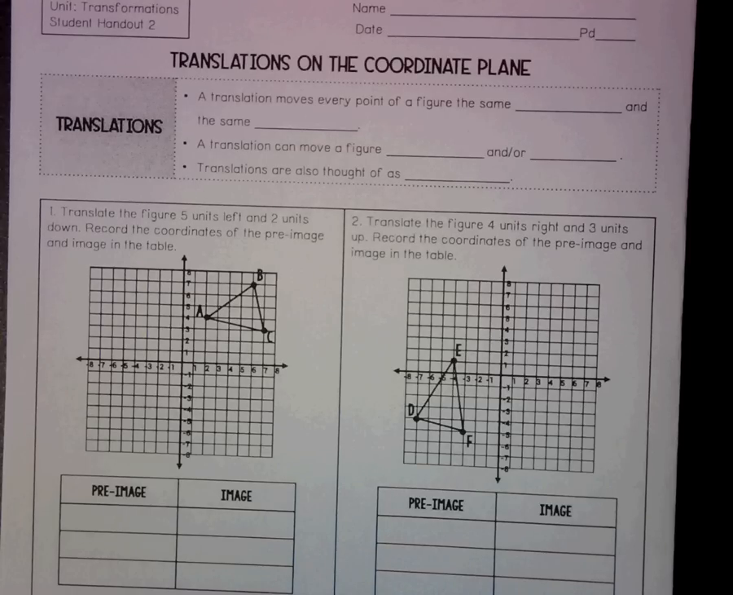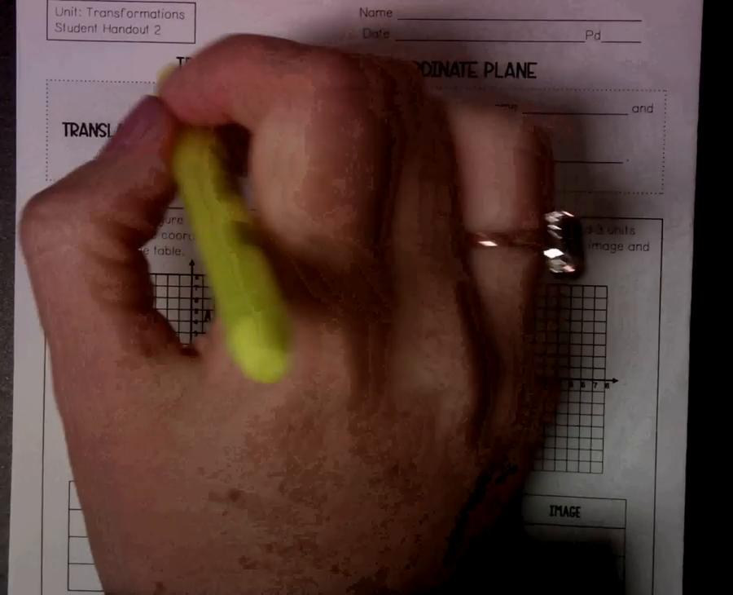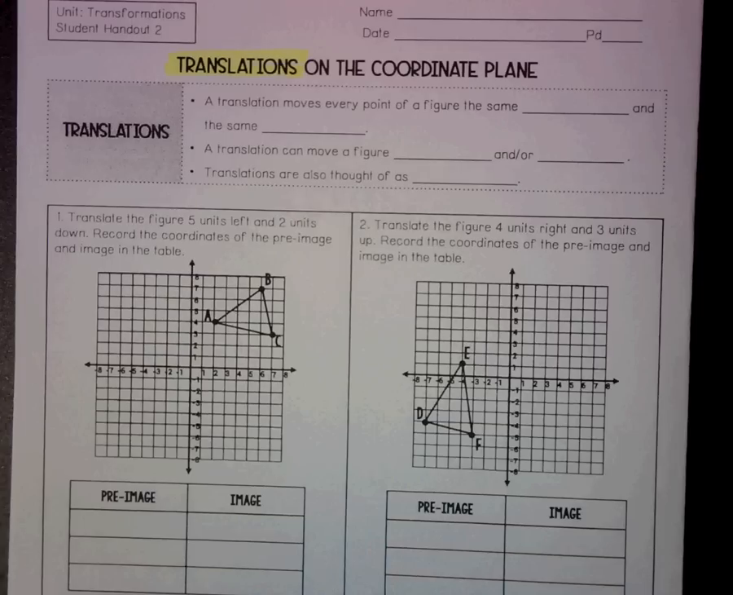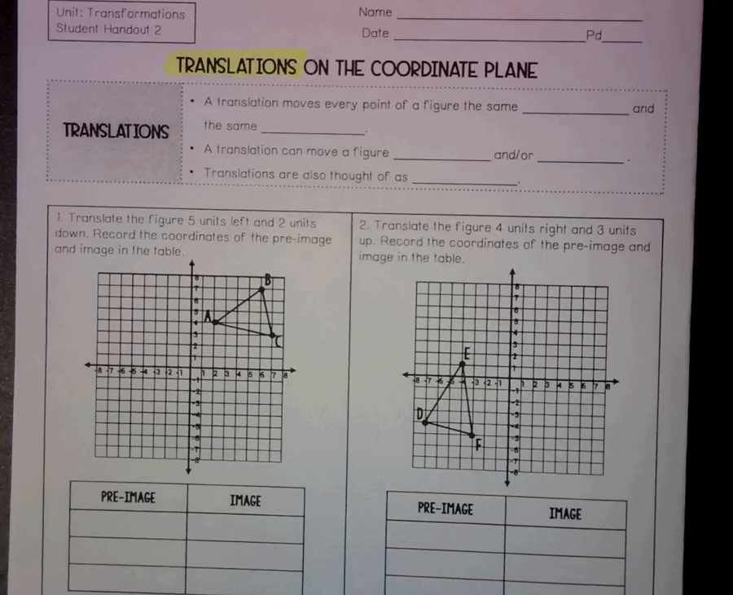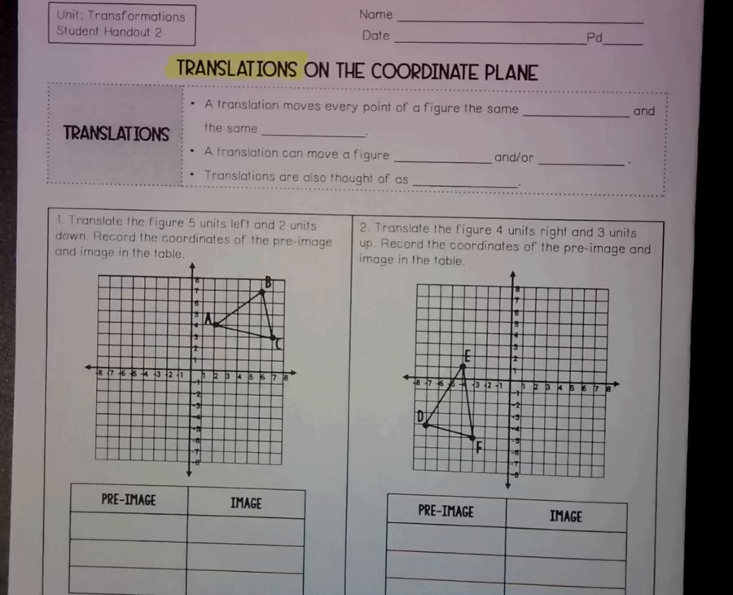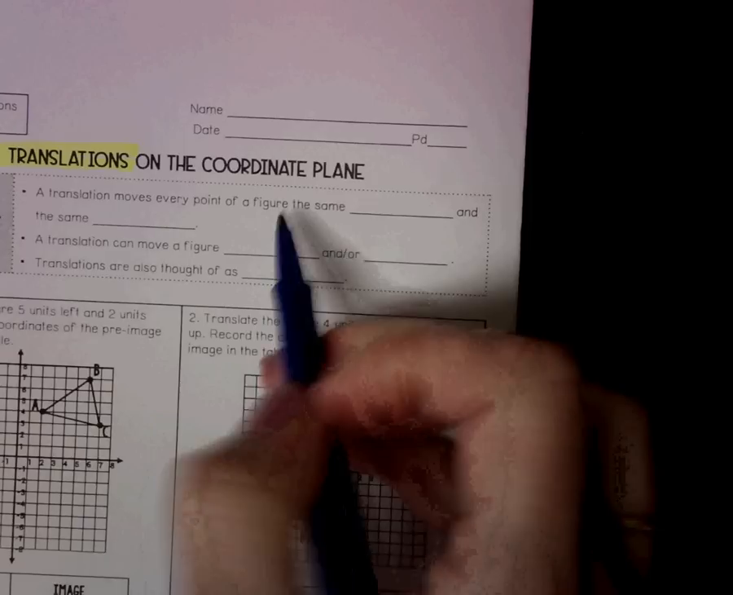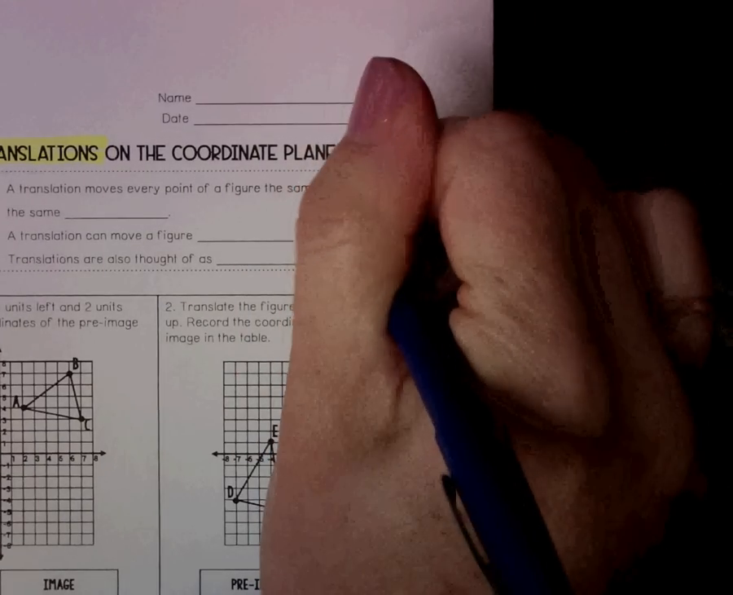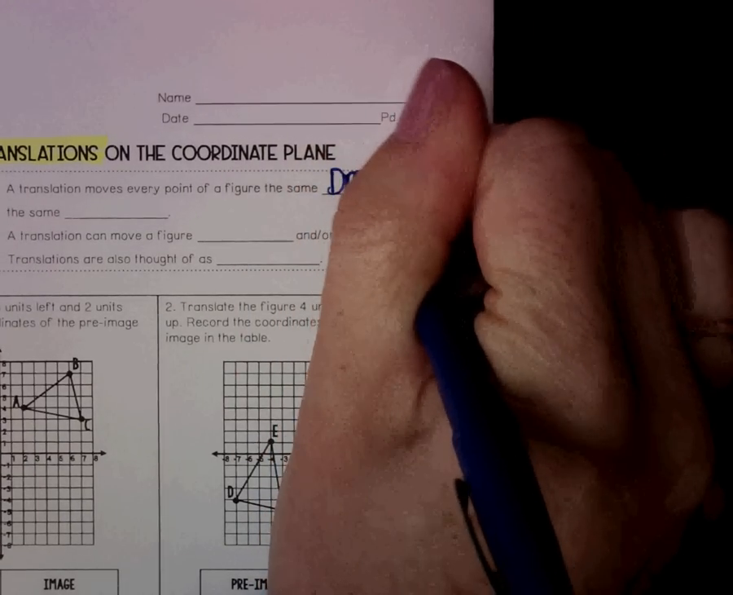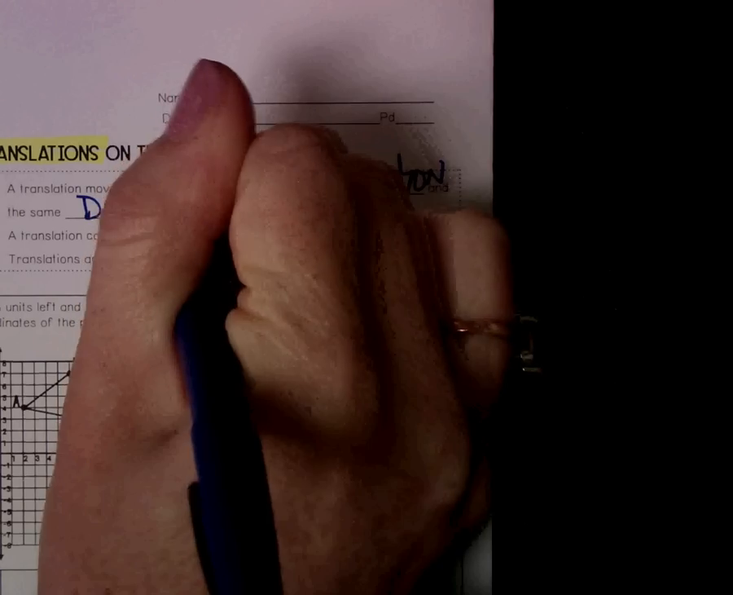Okay, so we're going to start talking about translations. This is a type of transformation. When we transform something, it means to change something, right? And translation just means that we're going to take every point of our figure and move it the same direction and the same distance. Okay, so it's like we're taking our object and we're just sliding it around.